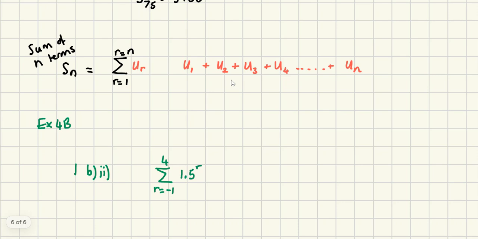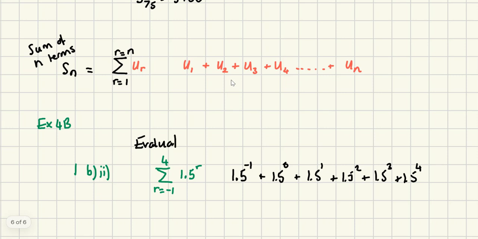So that'd be 1.5 to the power of -1, plus 1.5 to the power of 0, plus 1.5 to the power of 1, plus 1.5 to the power of 2, plus 1.5 to the power of 3, plus 1.5 to the power of 4. For these short ones, you could just evaluate that. Use your calculator. If I ask you to evaluate, I'm asking for what all of that equals.